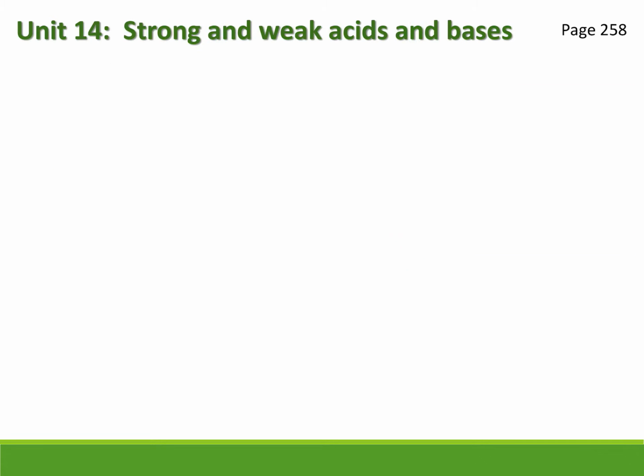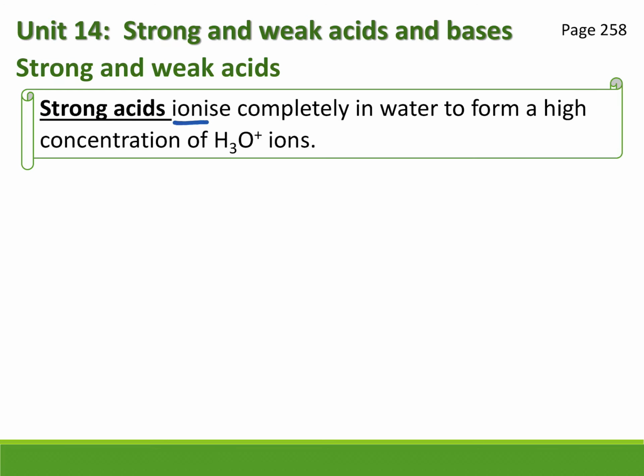Let's go to unit 14. So here we're starting something new. We're going to look at strong and weak acids and bases and how we define them. So starting with acids, a strong acid ionizes completely in water to form a high concentration of H3O+ ions. Acids are always covalently bonded. So what actually happens is they physically react with the water and that creates our ions.